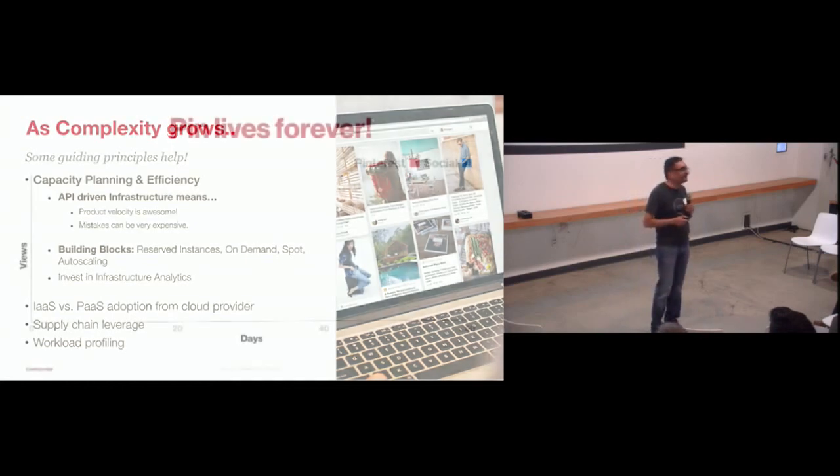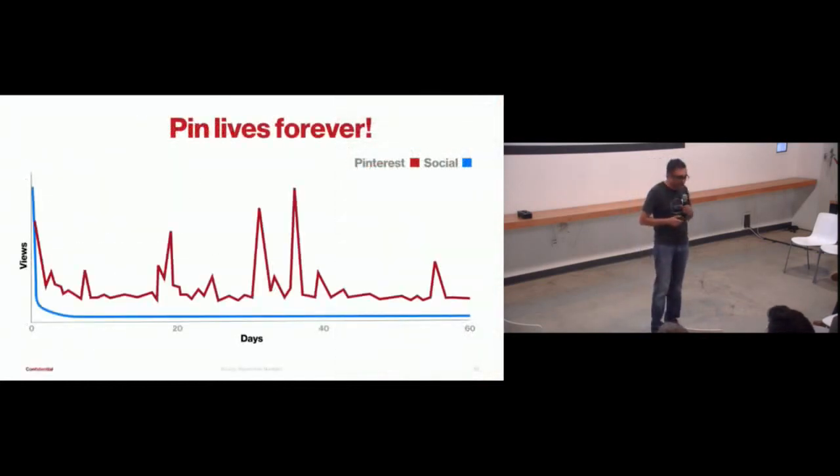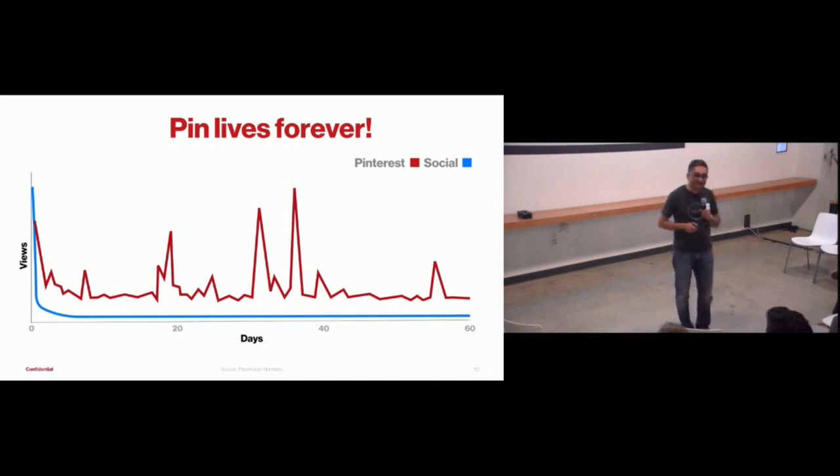But here's a slide that really excites me about our challenge at Pinterest. And that is that a pin lives forever. A half-life of a pin is about 3.5 months. That is about 1,700 times longer than an average social media post. Think about that for a minute. Because we are a discovery engine, the relevance of a pin is almost perpetual.